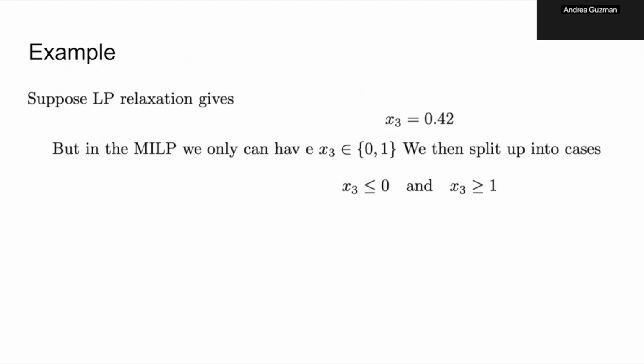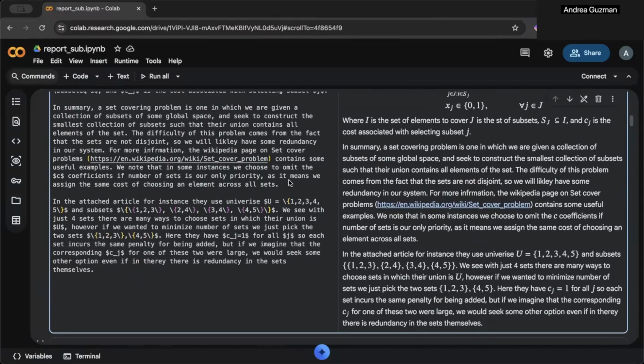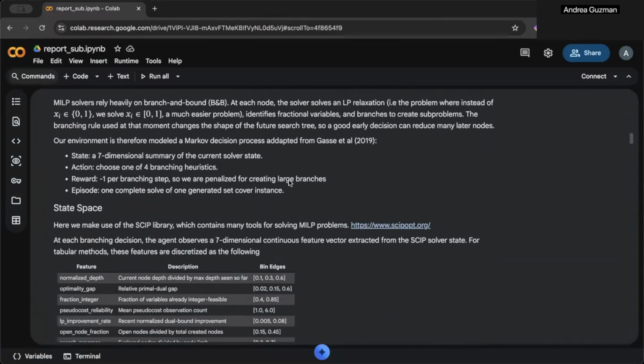Recall that the dimension can actually be quite high. Here we have x3, but there could be thousands and thousands of these. And so looking into our notebook, we're going to solve a specific problem in mixed integer linear programming, but our scheme applies to general mixed integer linear programs. This one's called a set covering problem, which we describe in further detail in our write-up.